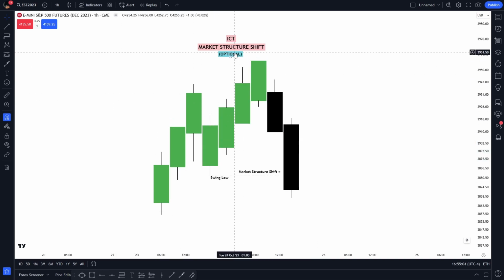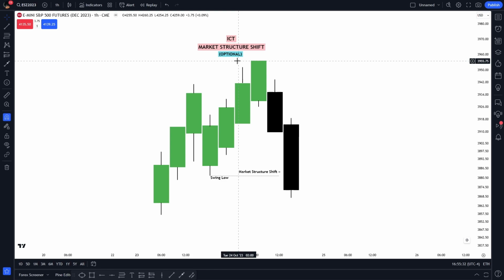Now notice how I wrote optional, and that is because the market structure shift is not necessary for the silver bullet to work. However, it does make it a higher probability trade. Okay. Now there are certain times where you would get the exact setup you're looking for, but you're missing a market structure shift. That, in my opinion, is still a perfectly fine trade to enter.